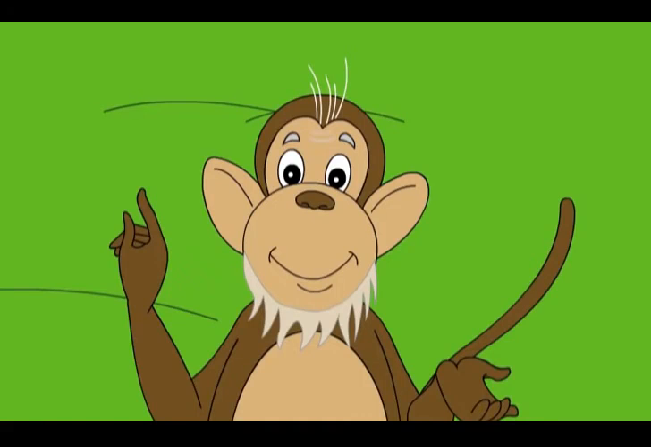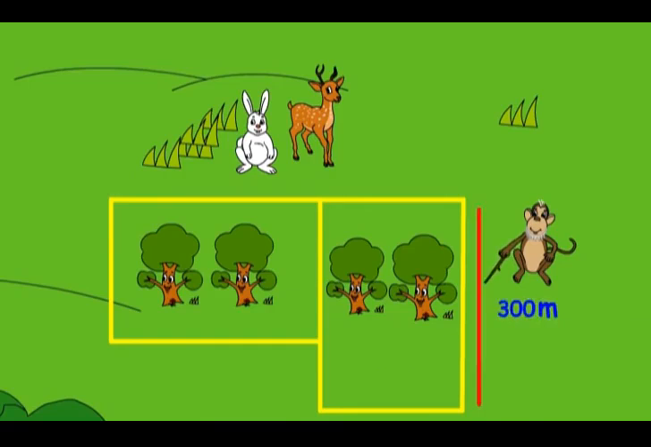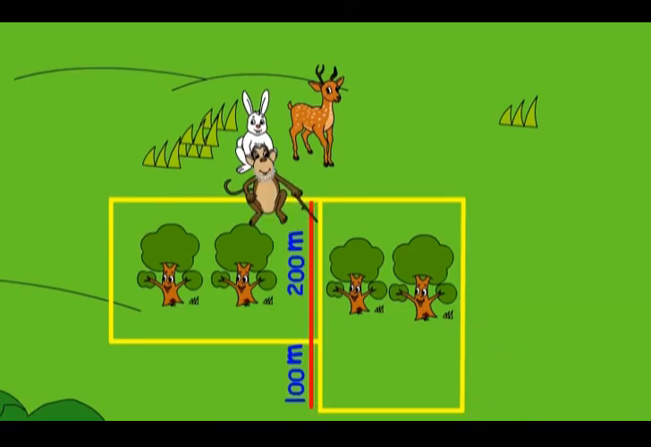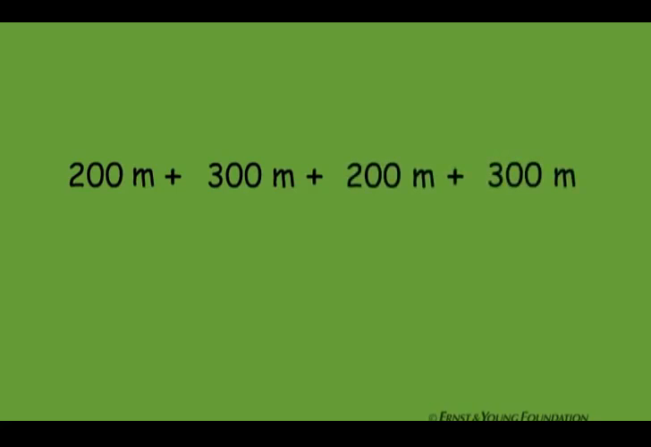The clever monkey thought of a plan. It told the lions that it will measure the boundaries. The rabbit and deer helped the monkey. One side was 200 meters plus 300 meters plus 200 meters plus 300 meters. I will add this. It is 200 meters plus 300 meters plus 200 meters plus 300 meters is equal to 1000 meters. So, one side of the jungle was 1000 meters.